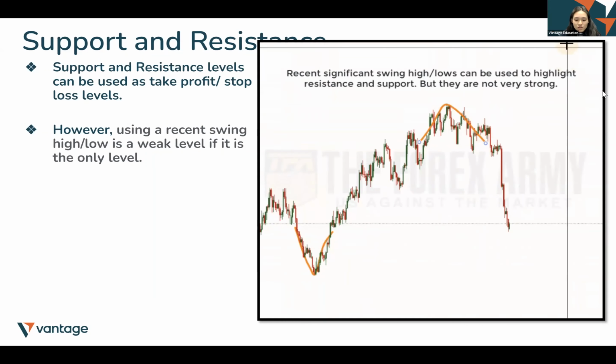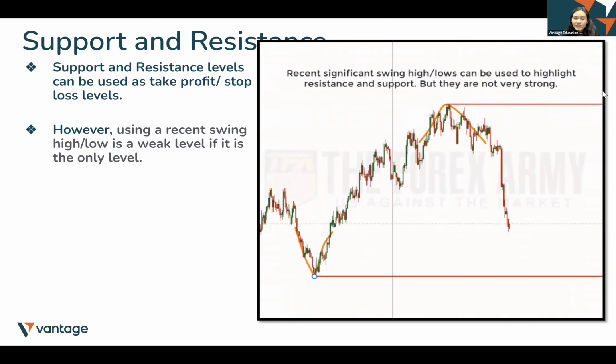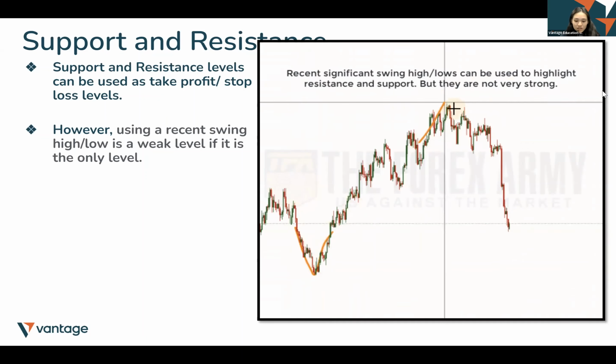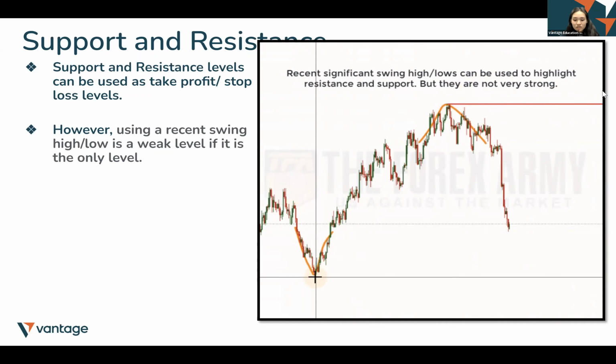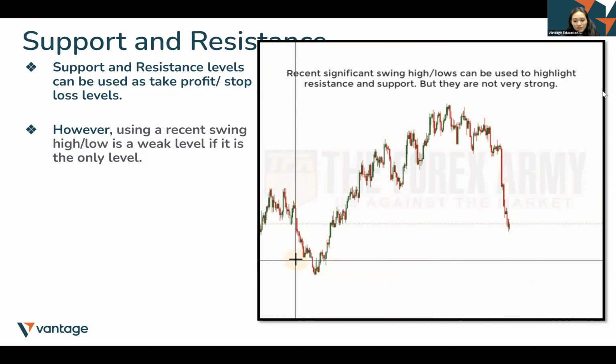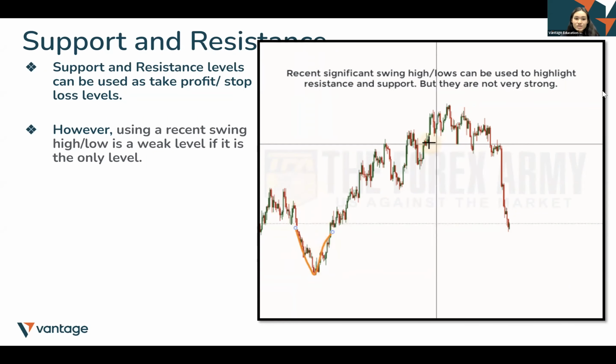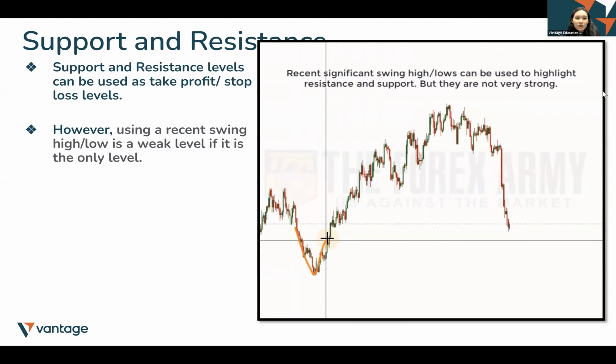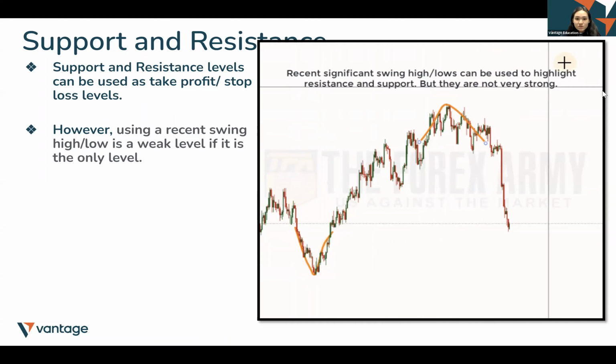Okay, so you can use support and resistance levels as take profit as well as stop loss levels. But you should not use it as an entry if there is no other supporting arguments such as Fibonacci or other graphical levels to support your analysis. Why? Because using a recent swing high or recent swing low is considered a weak level if it's the only level. So, which is why we'll go through a little bit later on how you can combine support and resistance levels with Fibonacci levels.